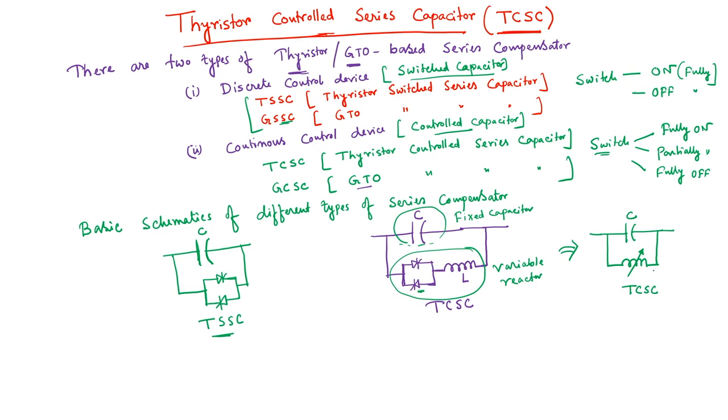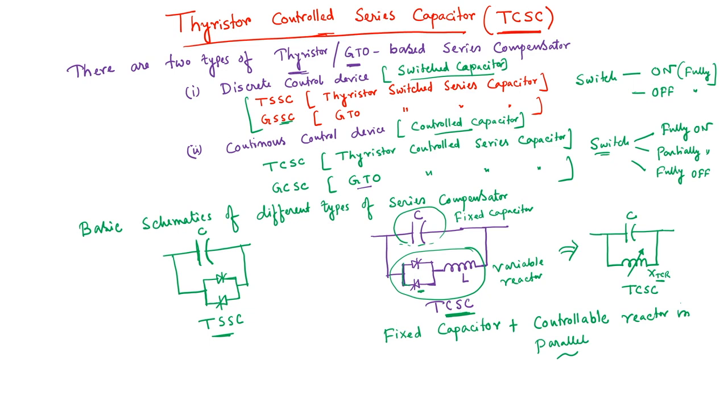So, we have a fixed capacitor, we have a variable reactor, this reactance we can consider as XTCR. Okay. And you know that by suitably choosing the firing angle of the switches, we can control the reactance which is in parallel with the capacitor. So, therefore, here this controlled series capacitor is actually a controlled reactor with this fixed capacitor. So, that means this scheme is nothing but fixed capacitor plus controlled or controllable reactor in parallel.